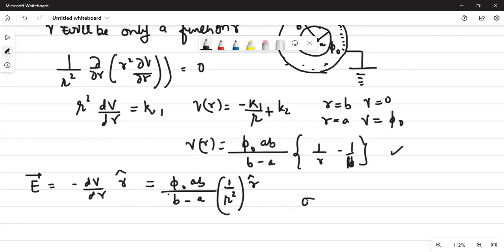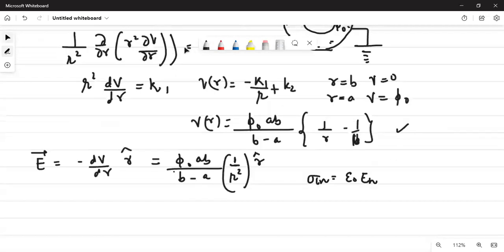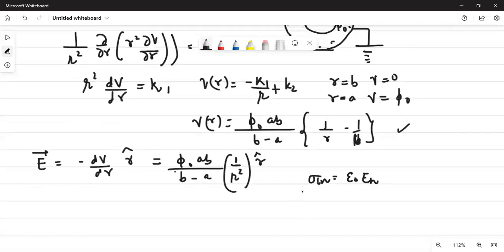What will be the charge density inside, like inside the conductor? The charge density would be epsilon naught into the normal component. This we've done several times before also. And sigma on the inner conductor will be equal to epsilon naught into phi naught into ab divided by (b minus a) into 1/a². Okay, this will be it.